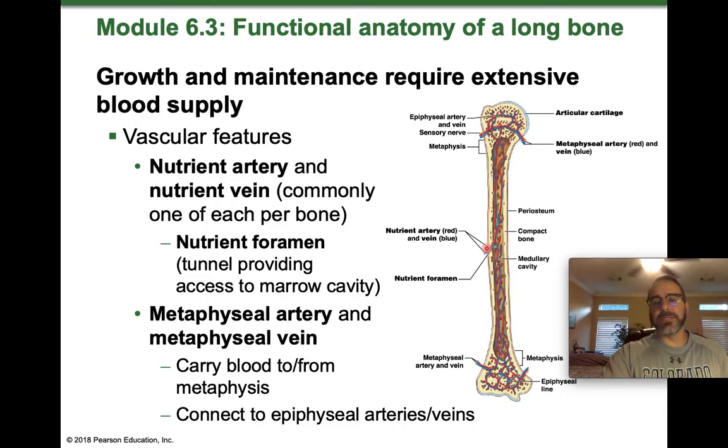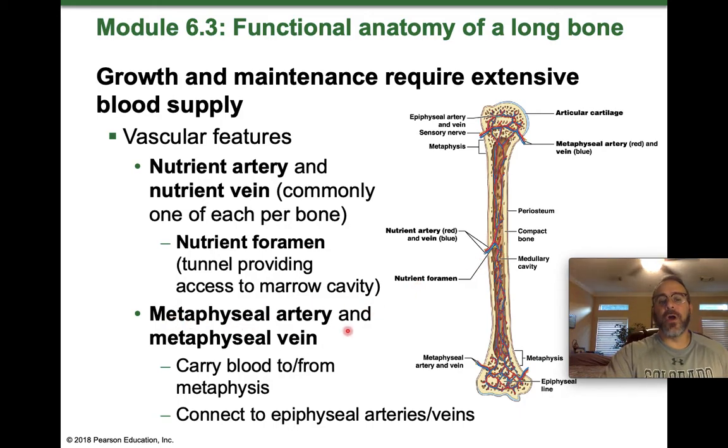There are exceptions. So we have all of these cells that are living in their lacunae that we need to provide nutrients to. We're also making blood in the marrow, so we've got to have a way to get it out of the bone. Anyway, so we've got this blood supply going in, and then we have blood supply coming out, which would be the nutrient vein.